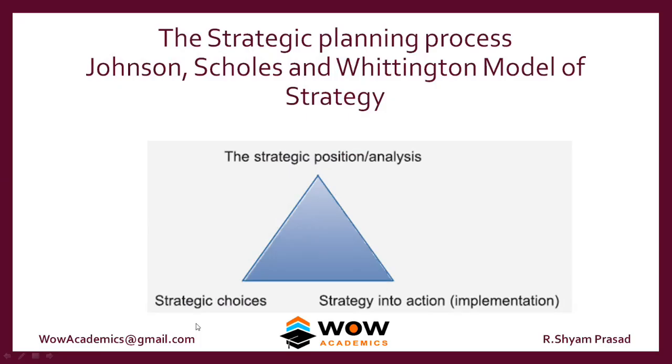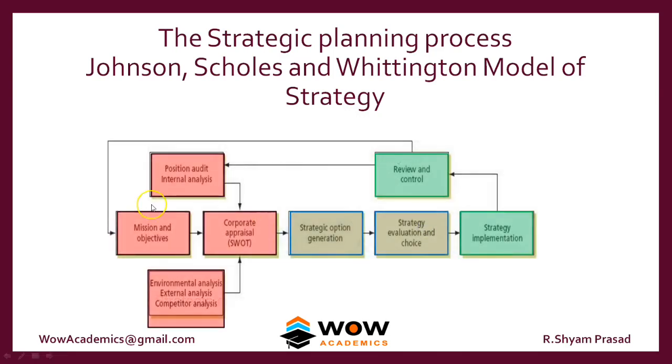So this is called the strategic planning process, which is given by the Johnson, Scholes and Whittington model of strategy. This is a model similar to a strategic planning process. They say to create a strategy, there are three important things: the position, the choice, and the action. These are nothing new here. Johnson, Scholes and Whittington have not created any new model here. They only classified the existing process into some boxes.